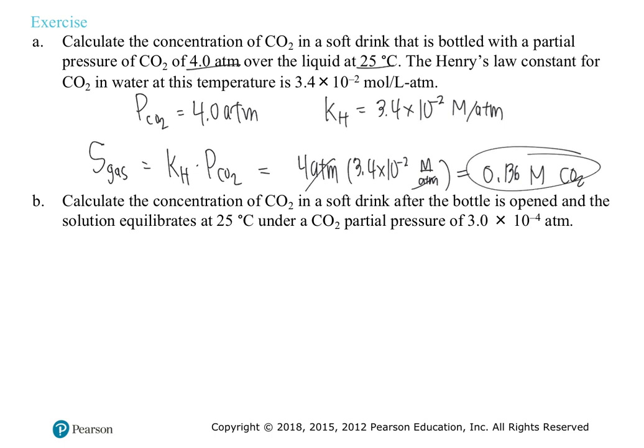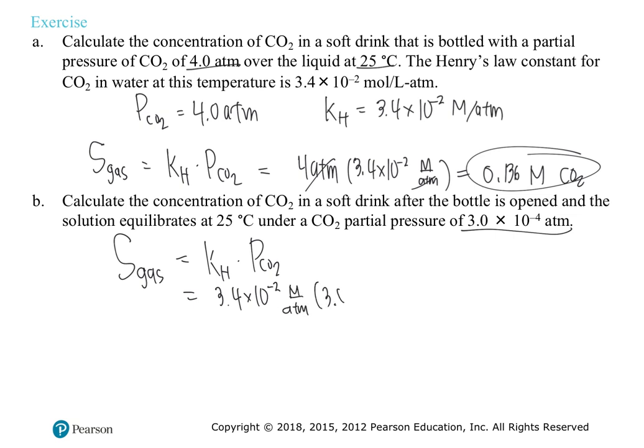So after you open the bottle and the CO2 has been able to equilibrate, now the partial pressure on top of the can of soft drink is way lower, 3 times 10 to the negative 4 atmospheres. What's the concentration? So we'll do again, solubility of gas equals KH. We're at the same temperature, so it'll be the exact same number. So I'll have 3.4 times 10 to the negative 2 molar per atmosphere times the pressure. It's way lower, 3 times 10 to the negative 4 atmospheres.